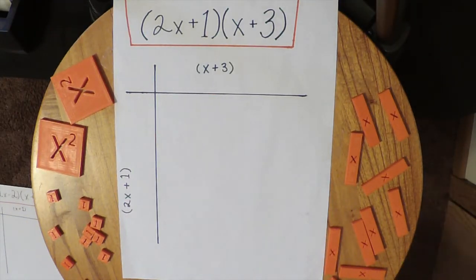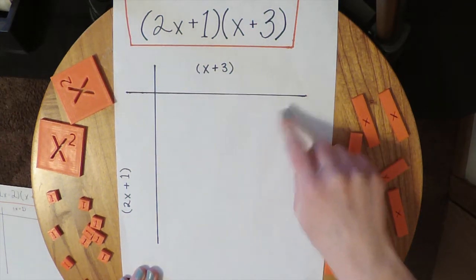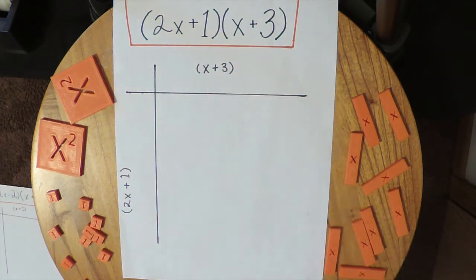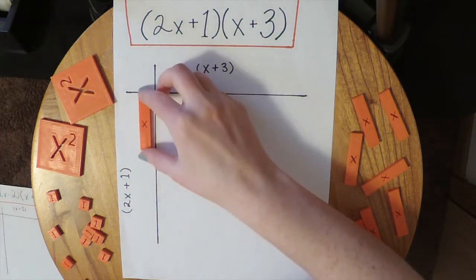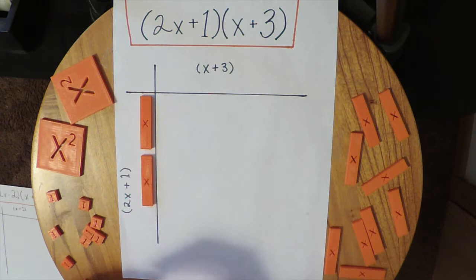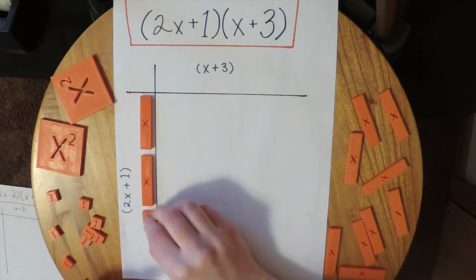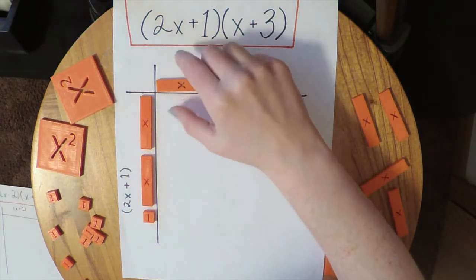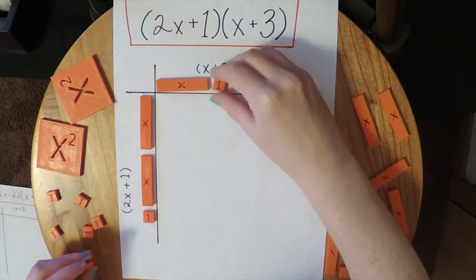So first we are going to try to find the product of the quantity 2x plus 1 times x plus 3. I started off by making sort of a T-chart with the black lines, and now we will represent the first binomial, 2x plus 1, along the left side. So since it's 2x, we will need 2 of our x tiles, and the plus 1 is represented by a 1 tile. And next we have x plus 3, so we will use 1 x tile and 3 individual 1 tiles.